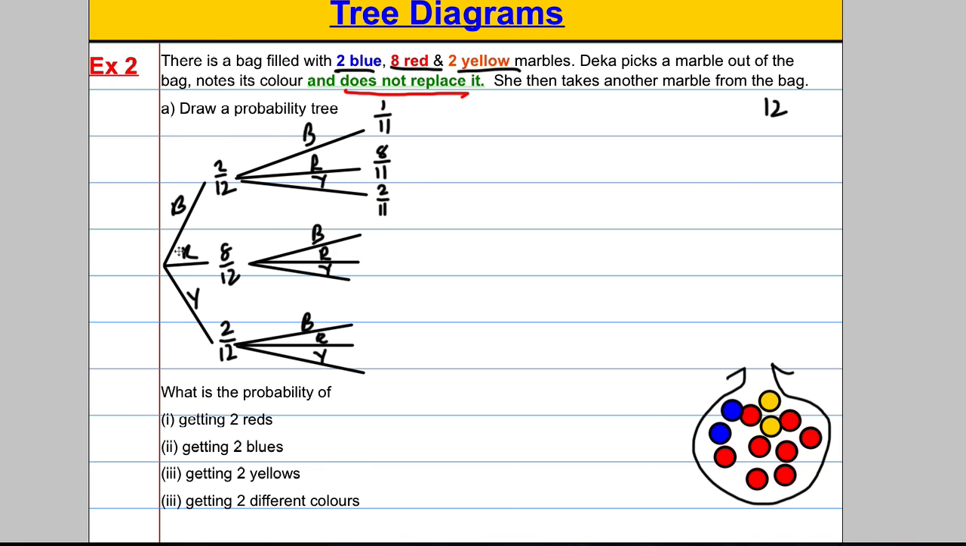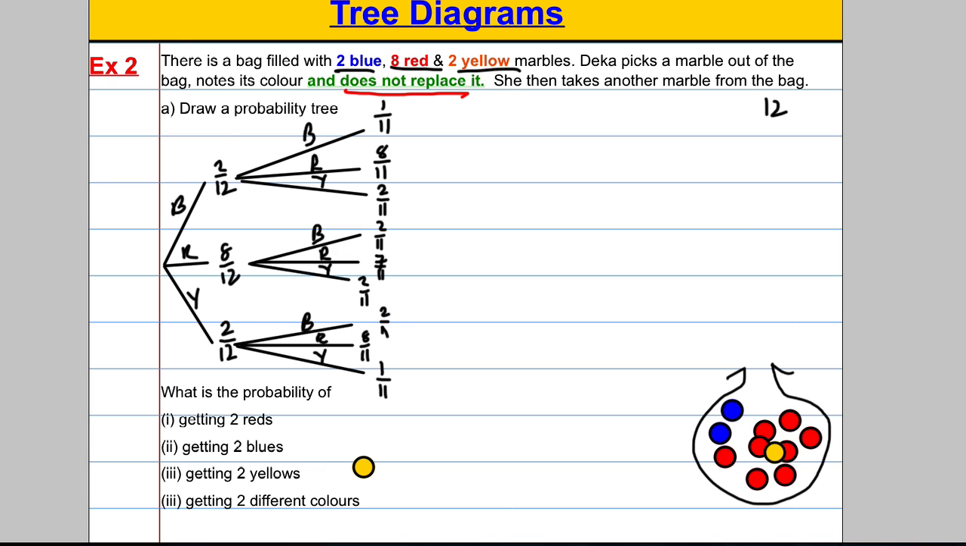Now imagine she didn't actually take out a blue, she took a red out. Now, the blues are still the same. There are 2 blues in the bag, so it's 2 out of 11. The reds, however, have gone down to 7, so it's 7 out of 11, and the yellows are 2 out of 11. Okay, what about if she didn't take out a blue or a red? In fact, she had taken out a yellow. So if she took out a yellow, the probability of another yellow is 1 out of 11 now. But the reds haven't changed, so it's still 8 out of 11, and the blues haven't changed, so it's 2 out of 11.